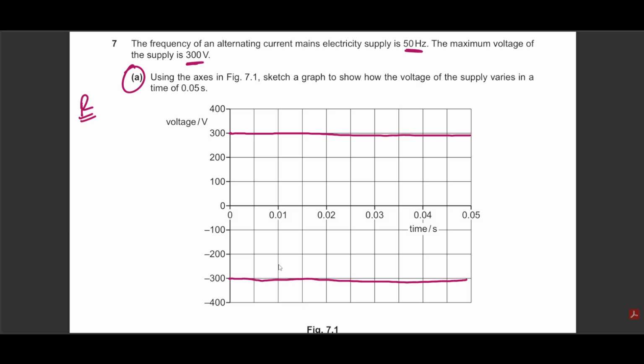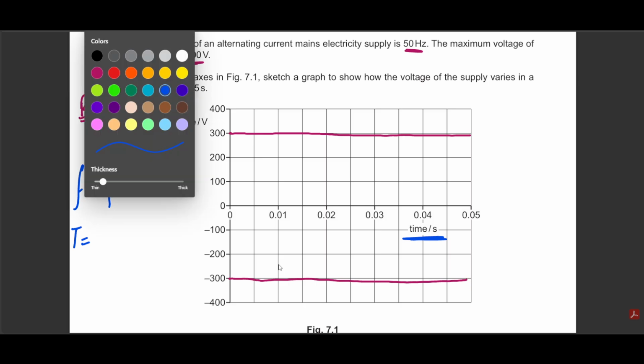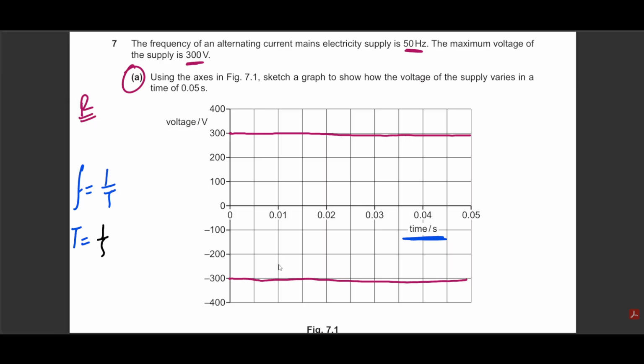So 50 hertz. What do you do with 50 hertz? F equals 1 over T. To find T, because this axis has time period, I cannot use 50 hertz directly. I can use it indirectly. So this will be 1 over 50. This becomes 0.02 or 20 milliseconds. No need to convert it, because the scale is already given to you in seconds and not milliseconds. So 0.02 means one complete wave. One complete wave expected here, one complete here, and half a wave expected here.